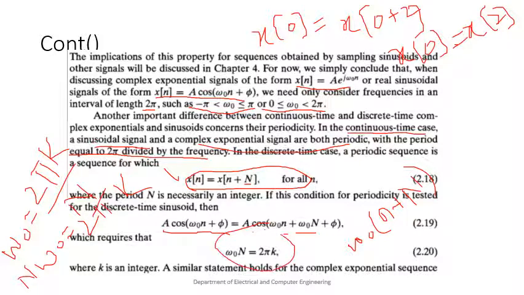So we require that omega naught N is equal to 2 pi k. As I have already told you, at this point we need to add 2 pi r, and then the two are equal. That's why we say that the quantity omega naught N is equal to 2 pi k, where k is an integer, and a similar condition holds for complex exponentials.